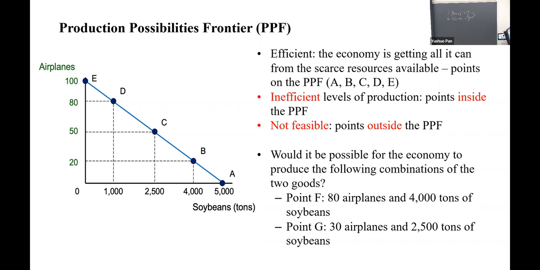And again, all the points inside of this PPF are possible but inefficient. Any points outside of this straight line are not possible, not feasible. So the answer should be F. F should be this point, or here. F is not possible, and for point G, it should be some point over here. It's possible, but not efficient. That's the answer for this example question.